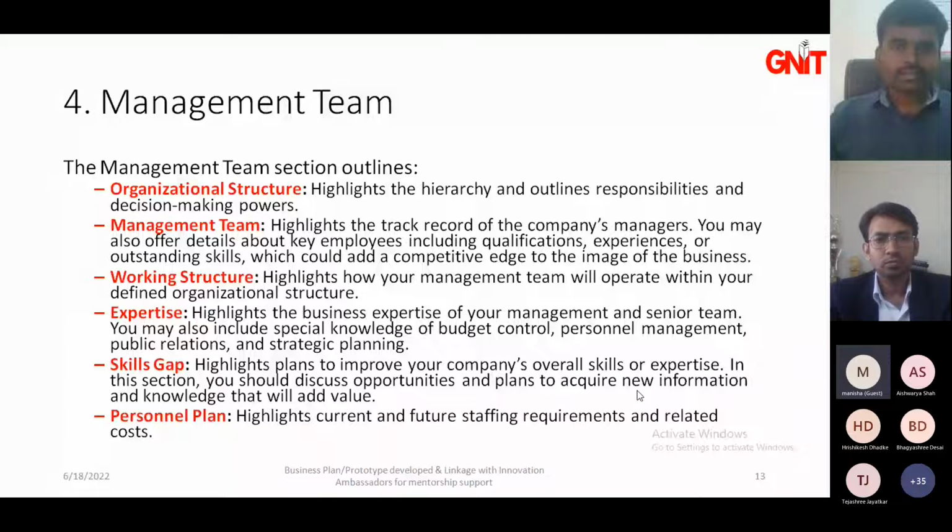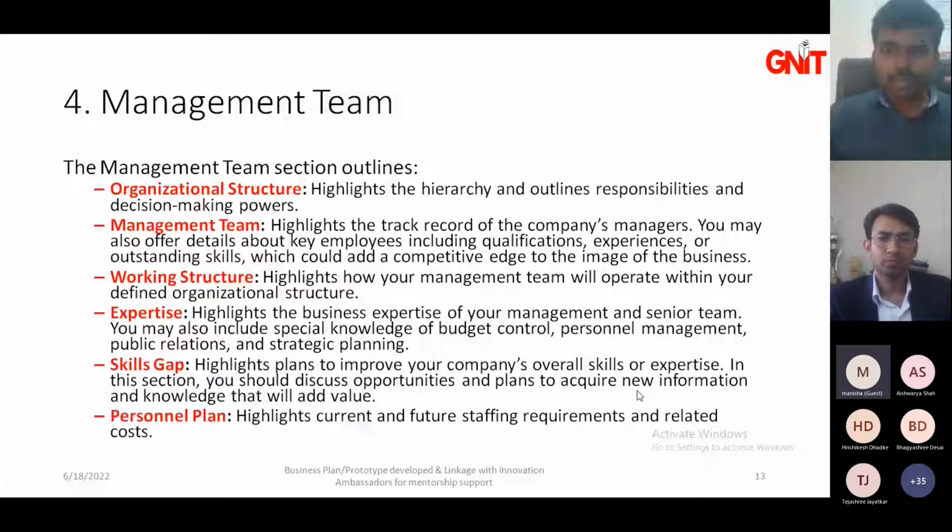For your business, who is the CEO? After the CEO, who is the engineer? Who is the marketing person? Who is the person in charge of HR? That is the organizational structure. So your business plan must include all these things, the management team.